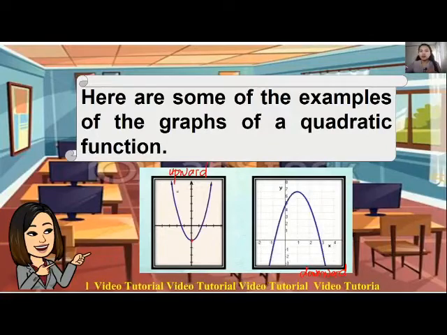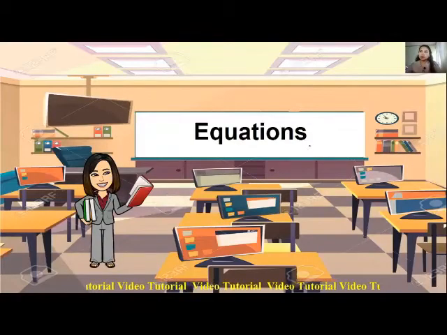Not necessarily that we have to graph this, because our MELC says that we have to represent the quadratic function only as a graph. Graphing will be in our next topic. So now that we are done with the representations using the graph, let us now proceed with the equations.